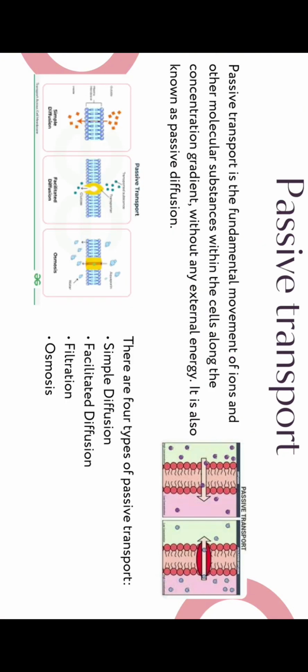It is the fundamental movement of ions and other molecular substances within the cells along the concentration gradient, without any external energy. It is also known as passive diffusion. There are four types of passive transport: simple diffusion, facilitated diffusion, filtration, and osmosis.